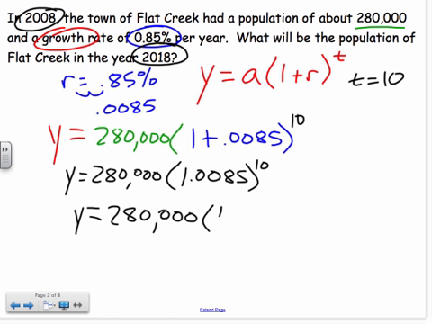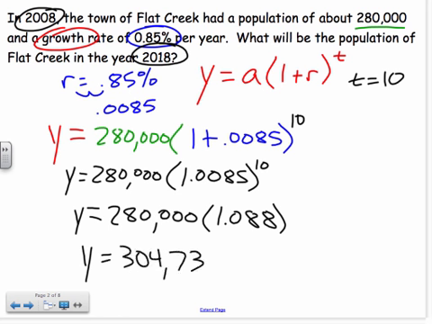I'm going to round here just so you can see 1.088, and it keeps going. And we're going to take that times 280,000 to give us 304,731 people. We're talking population. So there you go. In 10 years, at a growth rate of 0.85%, if the town's at 280,000, in 10 years it'll jump to 304,000, almost 305,000.